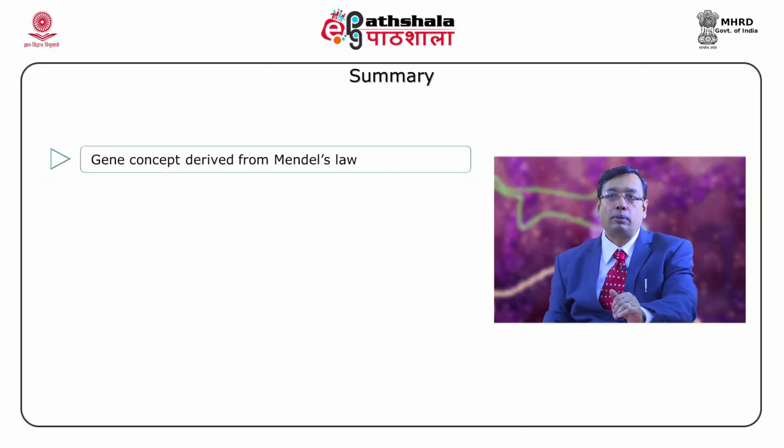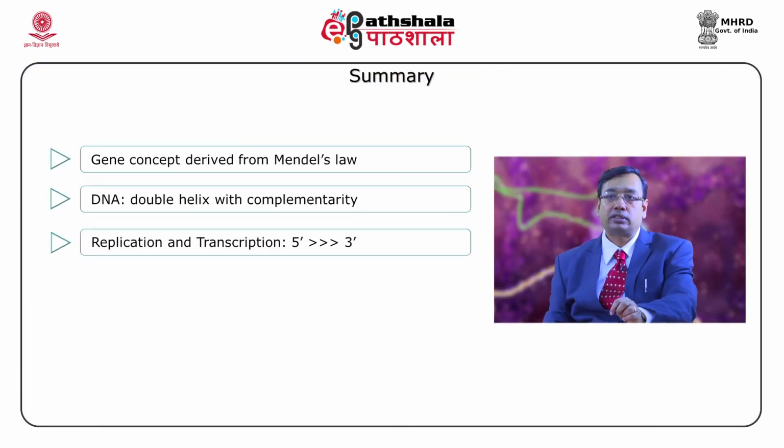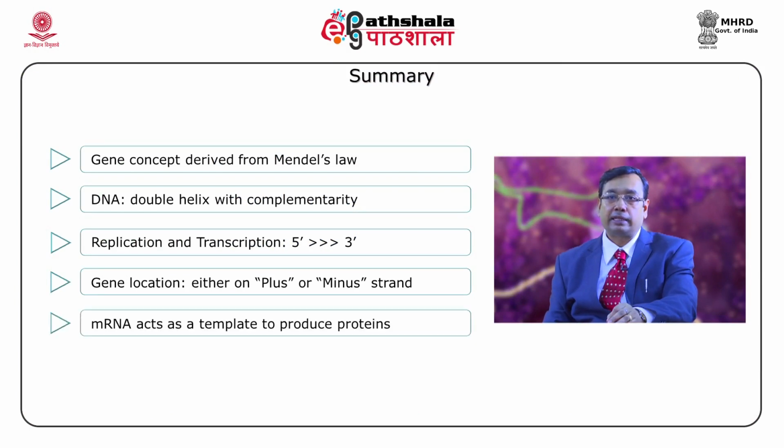To summarize my talk, the concept of the gene was derived from Mendelian inheritance. DNA is a double helix with complementary bases A to T and C to G, and the biochemical process that reads the DNA from the 5' direction towards the 3' direction is replication and transcription. A gene can be located either on the plus strand or on the minus strand, which is also called the sense or antisense strand. DNA information is copied over to mRNA that acts as a template to produce proteins.